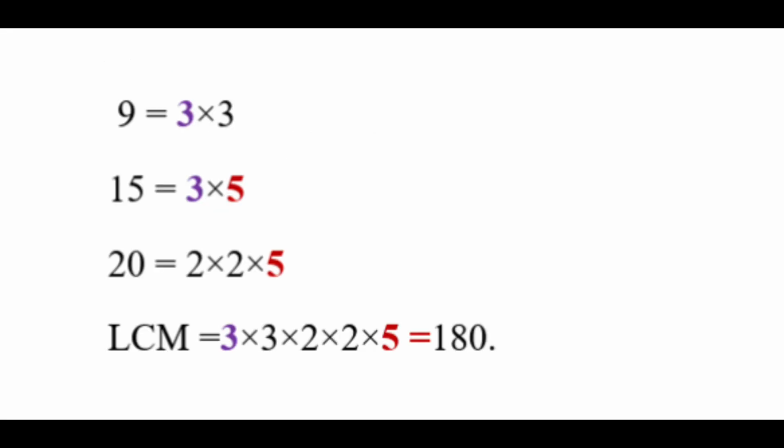Here in 9, 15 and 20 the common factors are 3 and 5. So we will calculate the LCM by multiplication of common and uncommon factors, and after multiplication the LCM is 180.